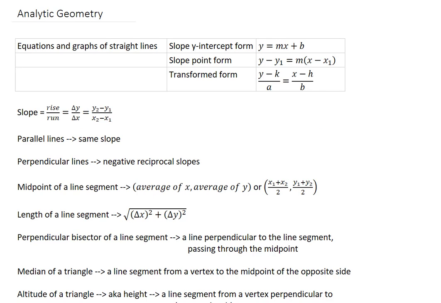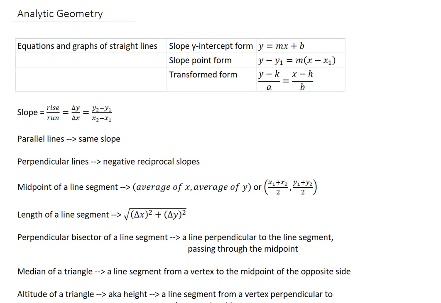Another topic in the course is analytic geometry, which includes many different things, but usually relating to making graphs or sketches and working with equations and solving things that way. So we looked at straight line equations. We know that slope of a line is rise over run. We know that parallel lines have the same slope, whereas perpendicular lines have negative reciprocal slopes.